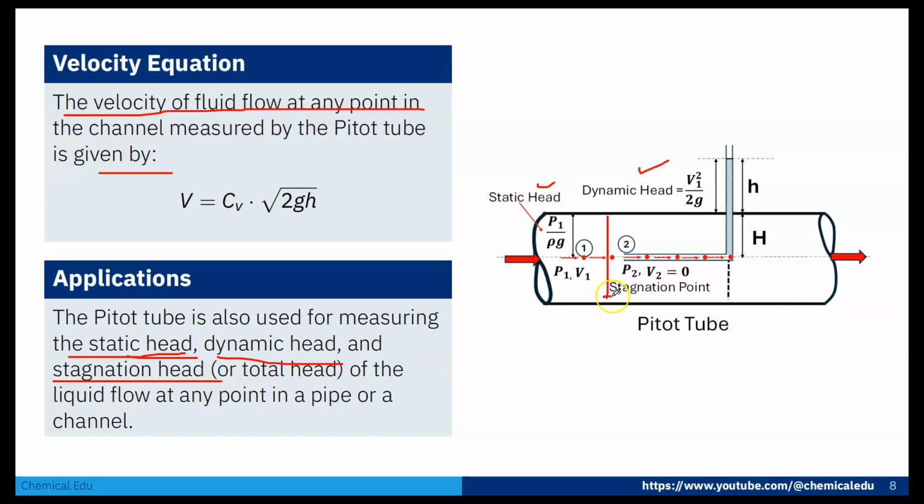So we can measure velocity here. Now if I have all this data, we can get the velocity profile. By using the Pitot tube, we can also draw the velocity profile. So that's it. Thank you.